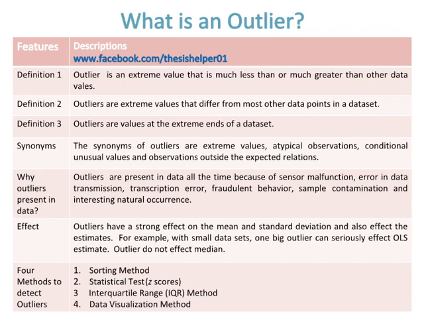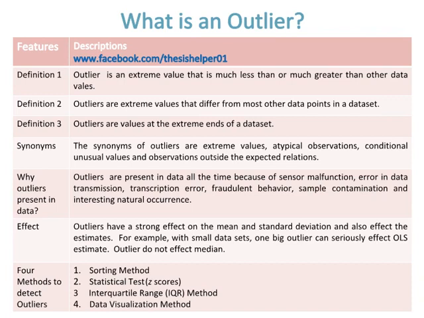Why are outliers present in data? The outliers are present in data all the time because of sensor malfunction, error in data transmission, transcription error, fraudulent behavior, sample contamination, and interesting natural occurrence.